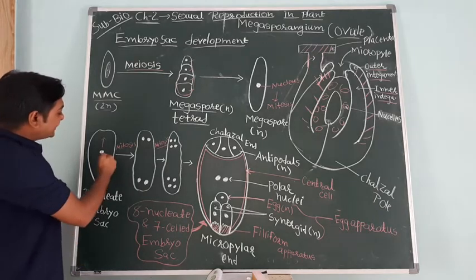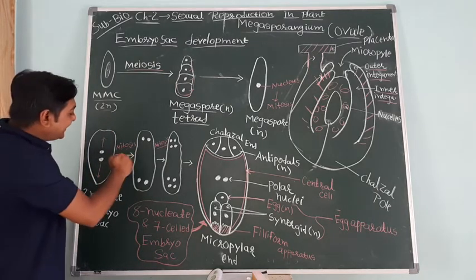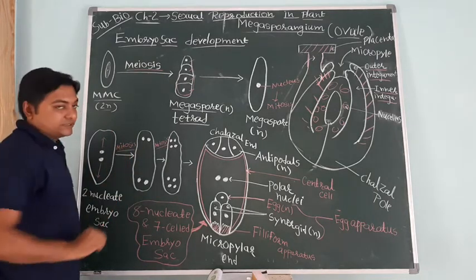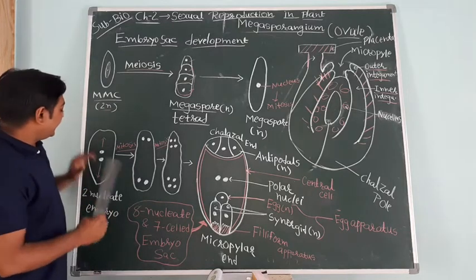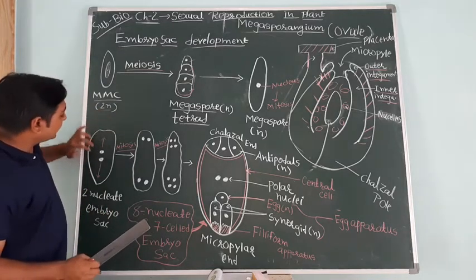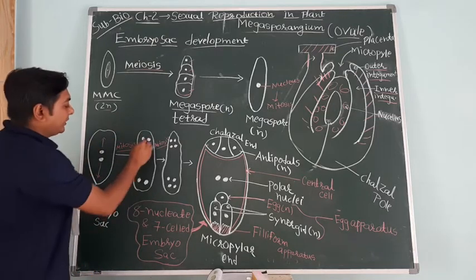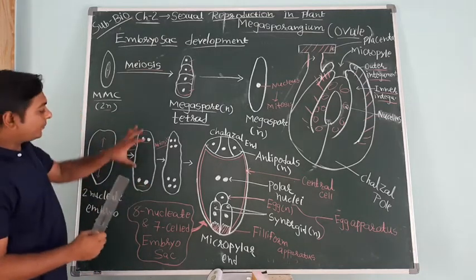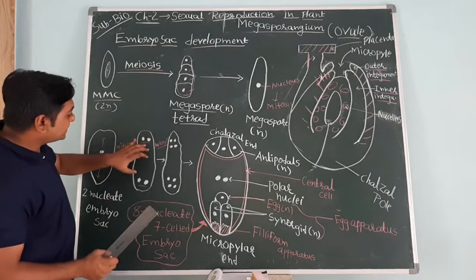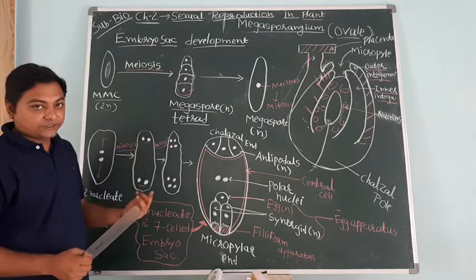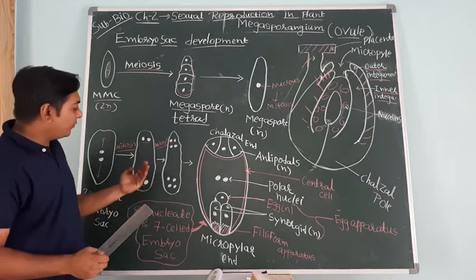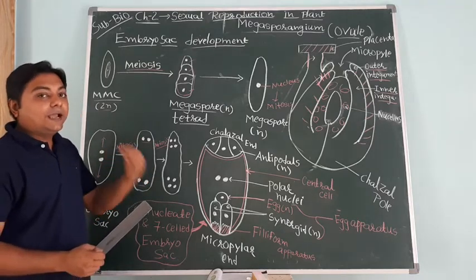They move to opposite poles, and then again undergo mitosis. It produces 4 nuclei from the 2 nuclei. After mitosis, these 2 nuclei divide to form 4 nuclei, you can see here, on the opposite poles. This structure is called a 4 nucleate embryo sac, because it has 4 nuclei.